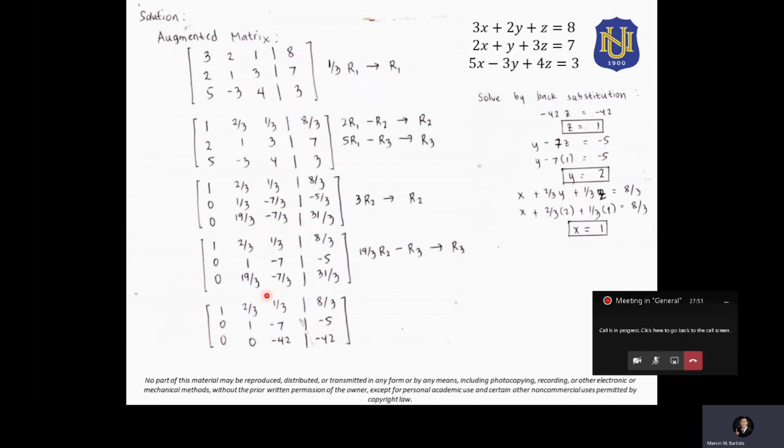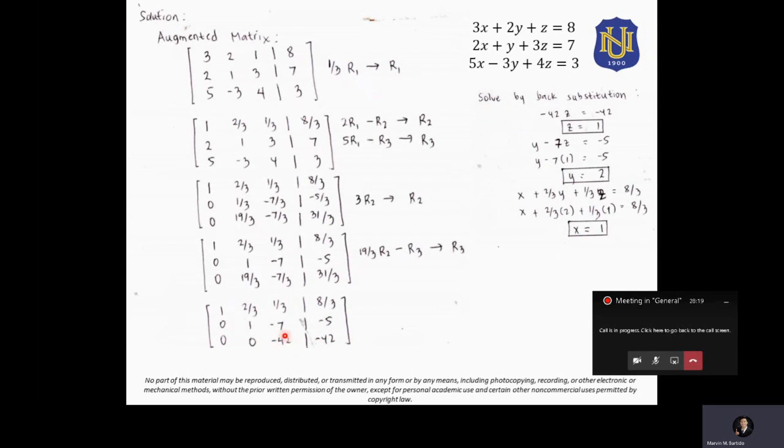Now, this augmented matrix is already in triangular form, or in Gaussian form, kasi napag-0 na natin lahat ng elements below the diagonal elements. Okay, so from here, we can solve this by using back substitution. So back substitution, kasi magsisimula tayo dito sa baba, pataas. So we have negative 42.